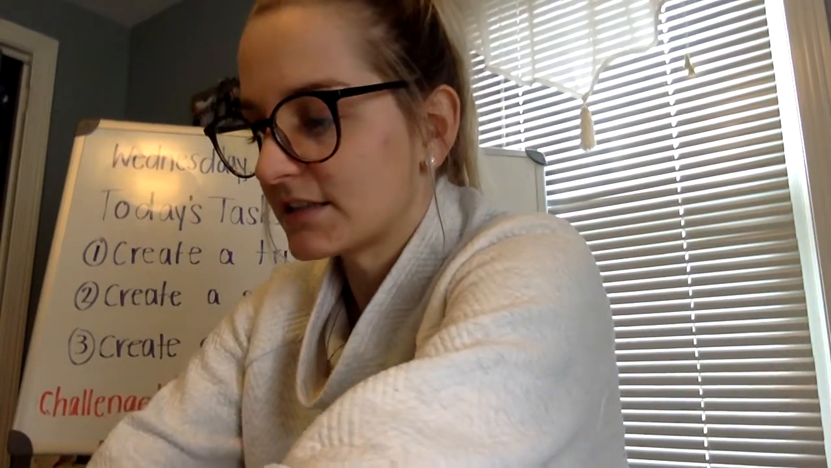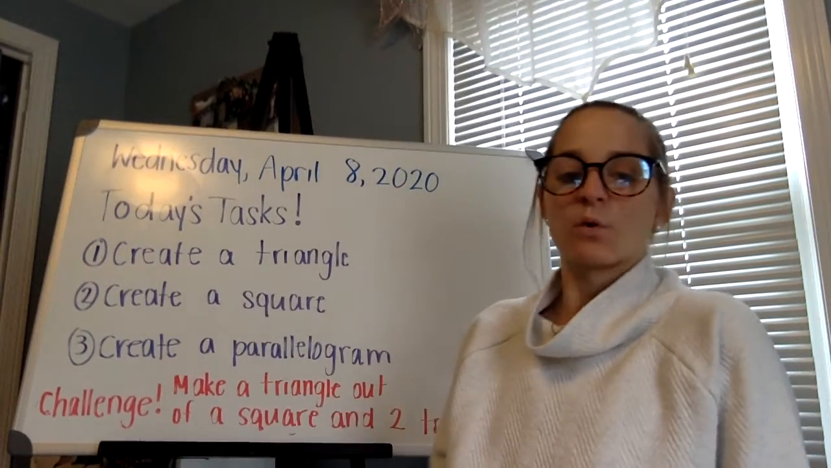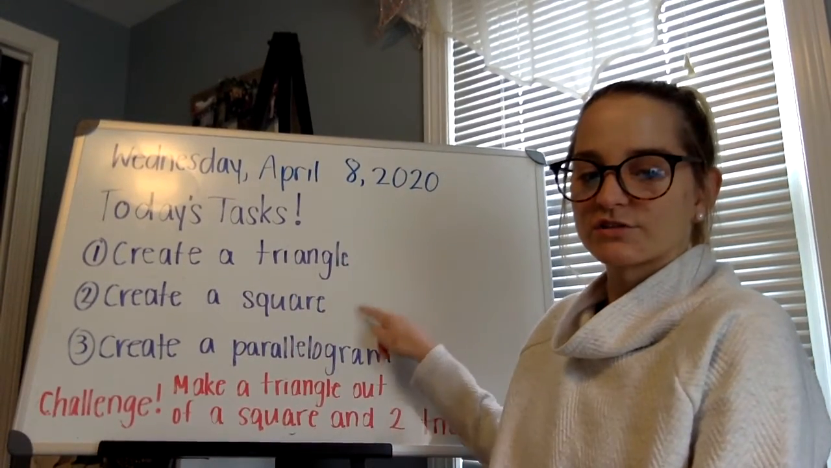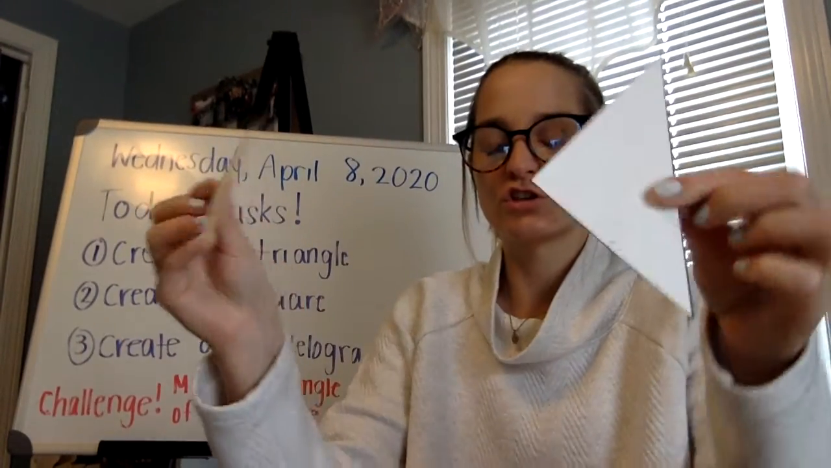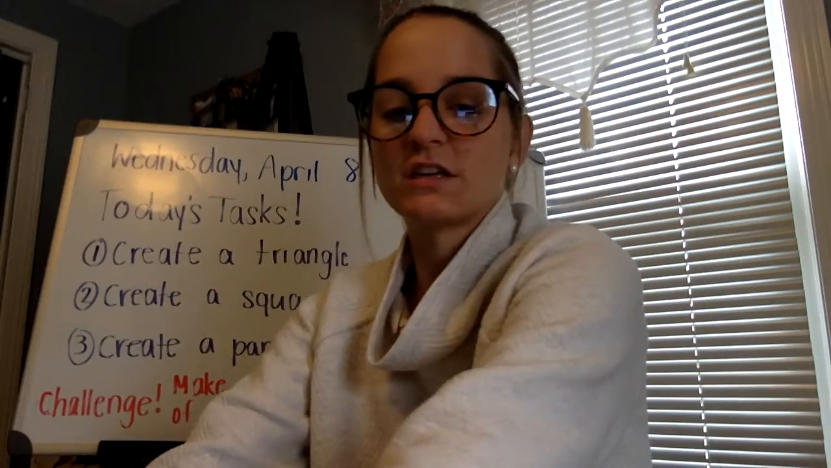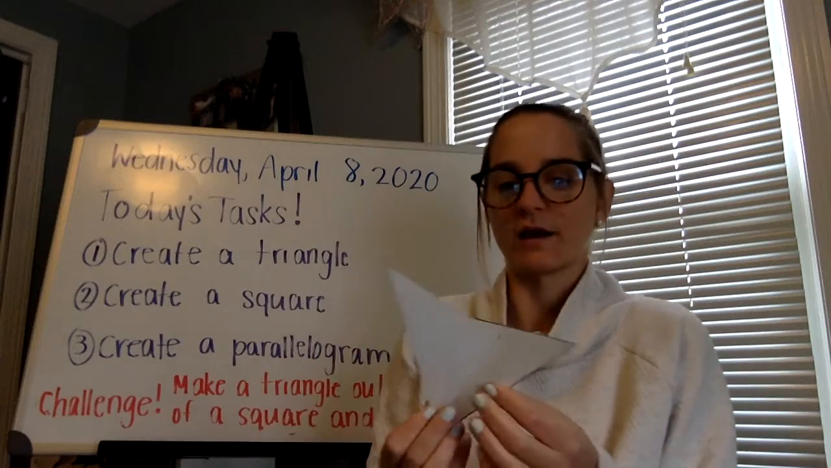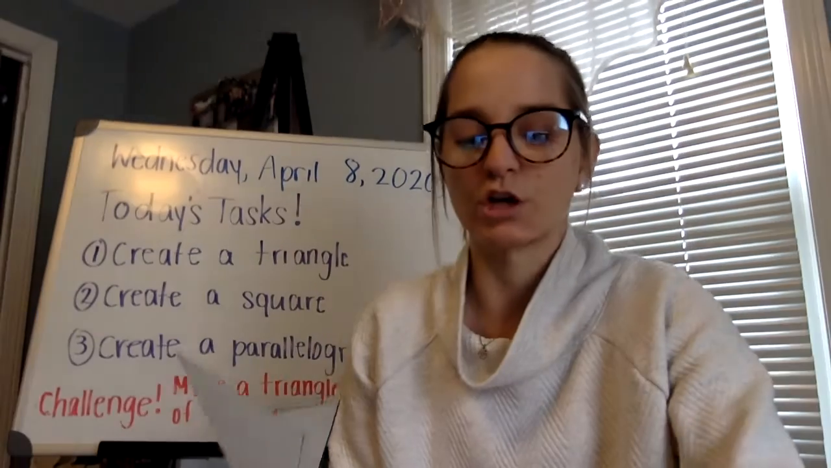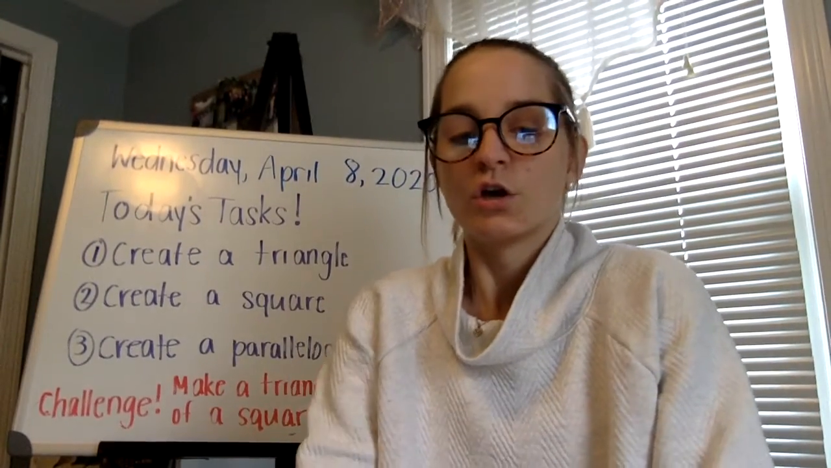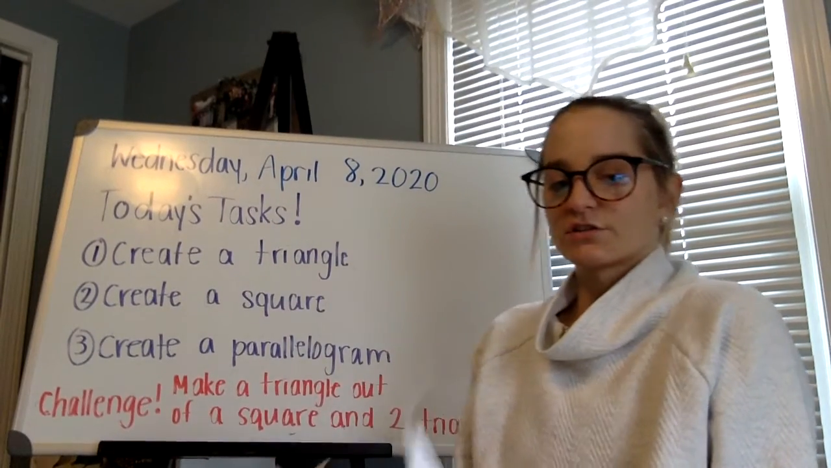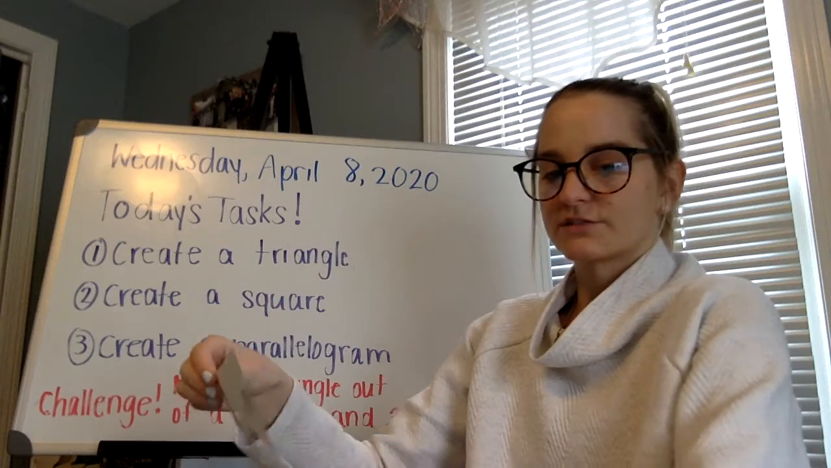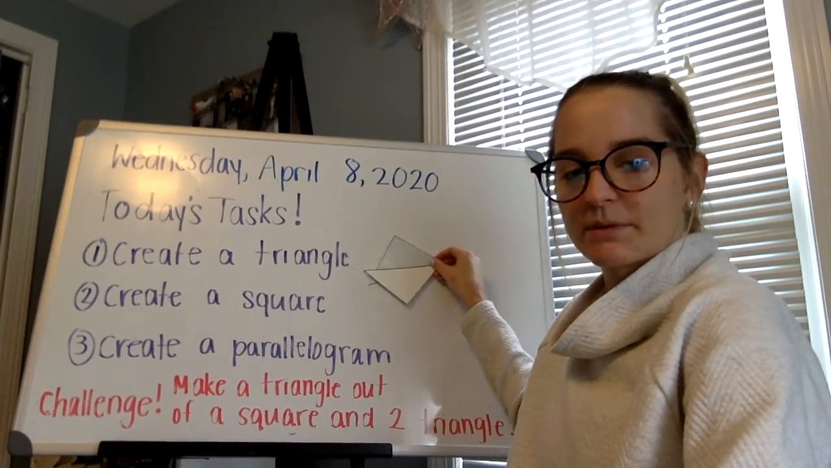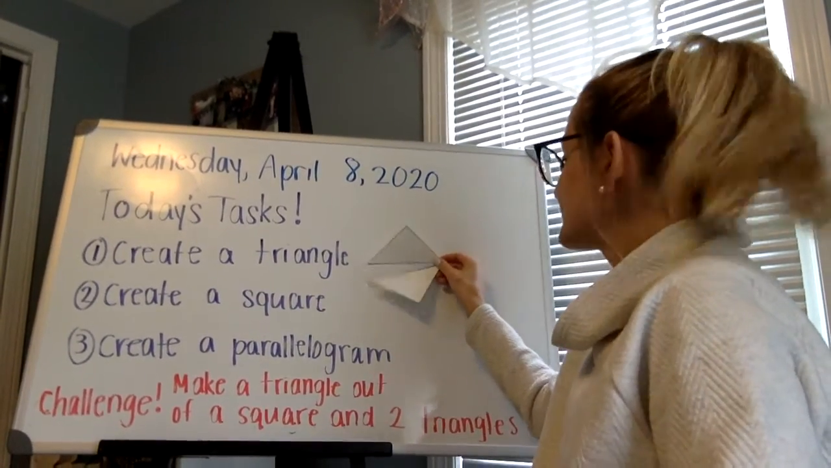But the key to these tasks is that we're going to try to create a triangle, a square, and a parallelogram only using these two big triangles. So I just took these two big triangles from the tangram, and then we're going to use them to create a triangle and create a square. So remember, a triangle has 3 sides. So I'm going to hold it up here and see if we can do it together.